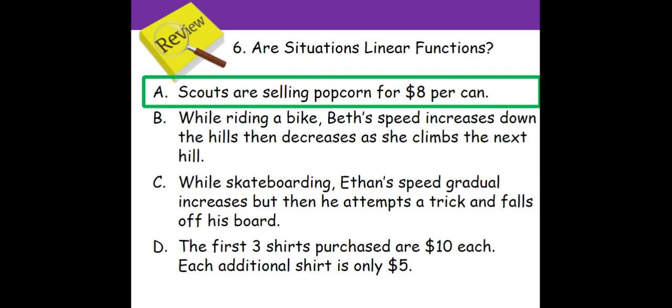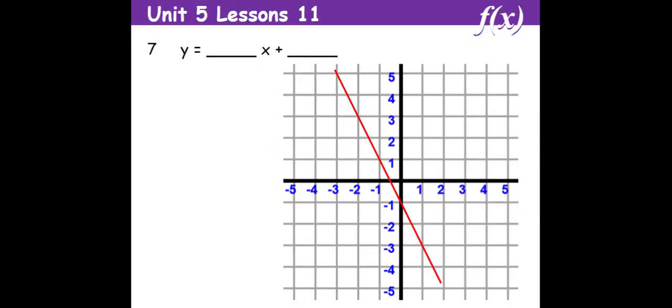In letter D, the first 3 shirts purchased are $10 each. Each additional shirt is only $5. And so, again, we're noticing that we're starting with a certain amount and then we're adding $5 again. And so that is linear.